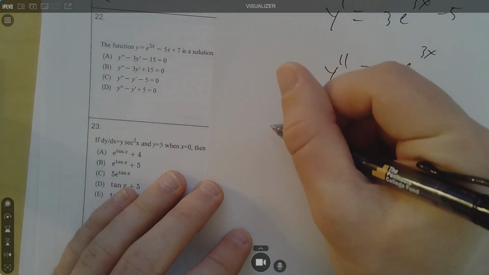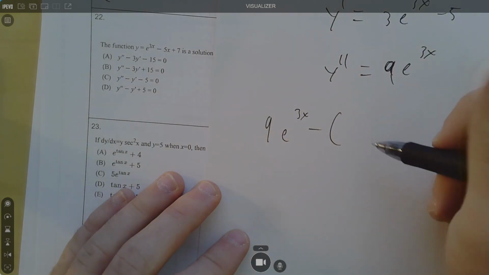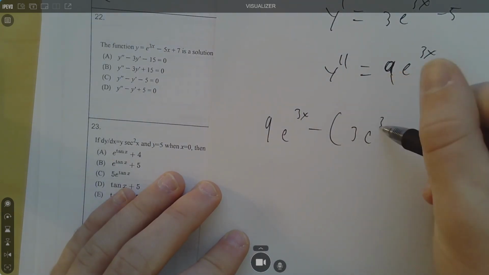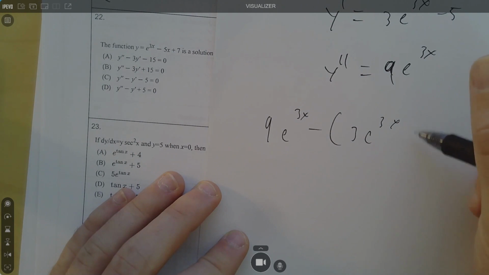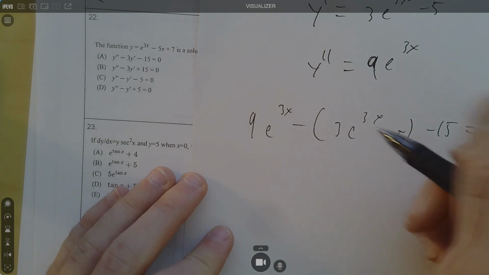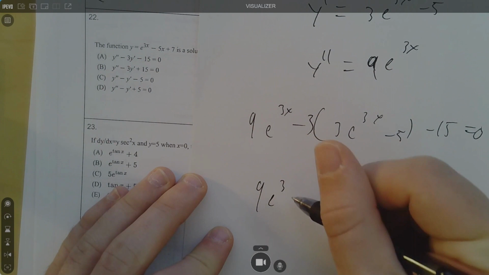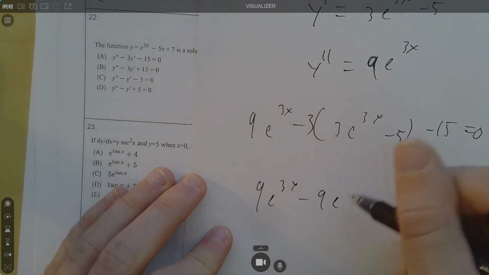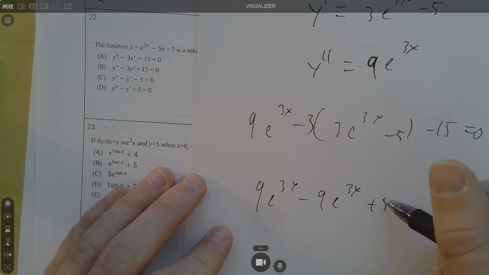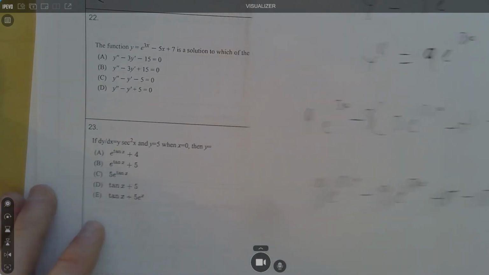So we're going to have 9e to the 3x minus parentheses 3e to the 3x minus 5, minus 15 equals 0. This is true because there's a 3 in front here. There's going to be 9e to the 3x minus 9e to the 3x plus 15 minus 15 equals 0. Cancel, cancel, cancel, cancel. It's true. So it must be A.